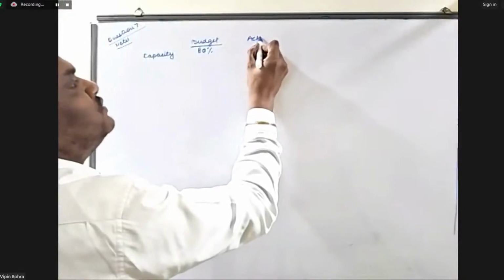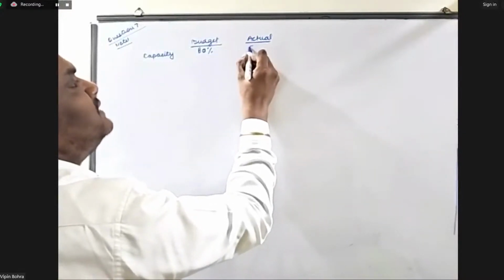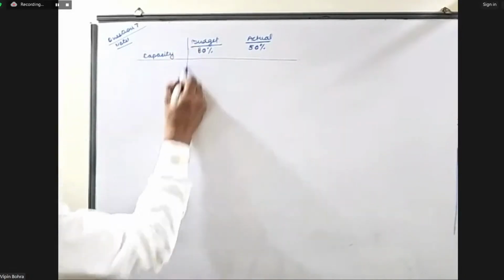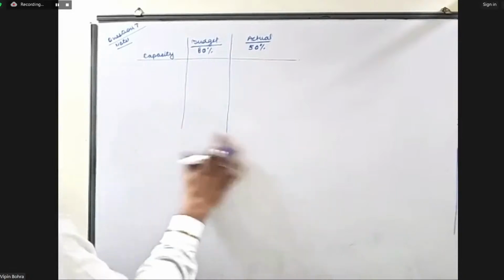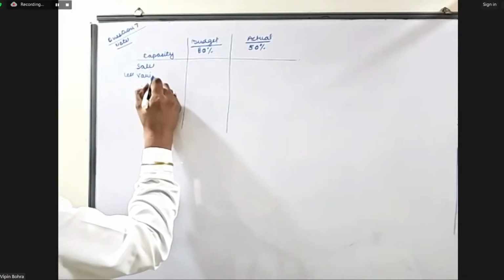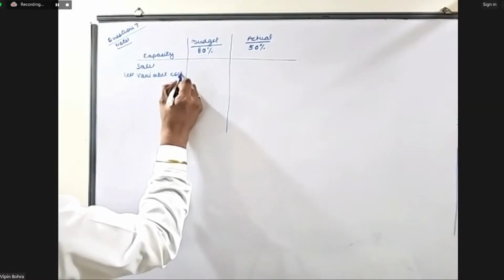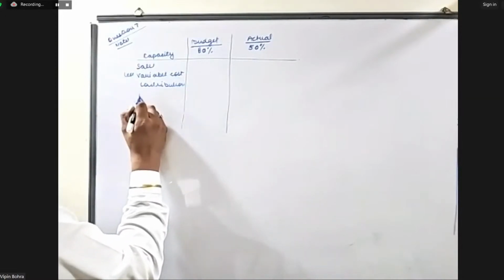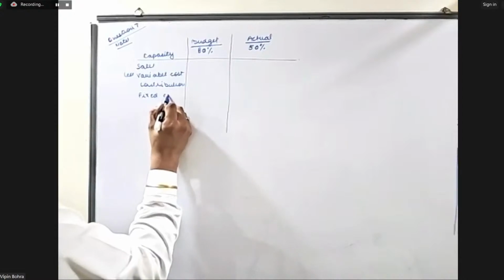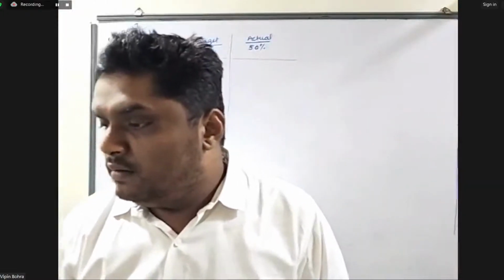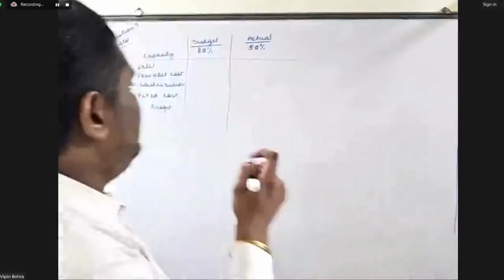So budget and actual activity, the actual capacity is 50%. So now we have to calculate sales, variable cost, contribution, fixed cost, and profit. When talking about the data given, it is 27 lakh.